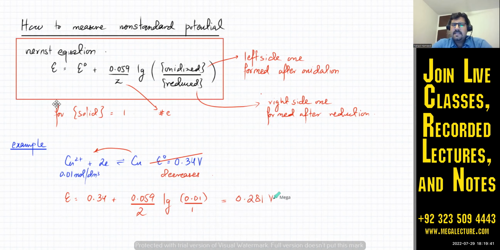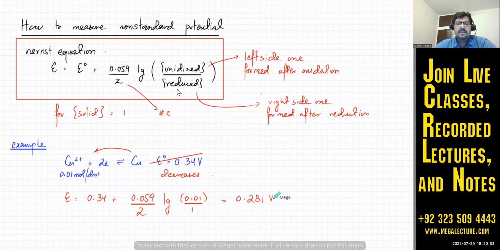Just remember the Nernst equation gives you a value for the new potential. If you change the concentration, under standard condition it's going to be 1 mole per dm cube and the potential should have been 0.34 volts. But since you're not using standard conditions, the Nernst equation works with concentration, otherwise it's not going to work.